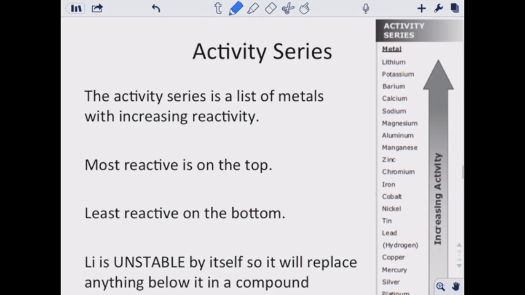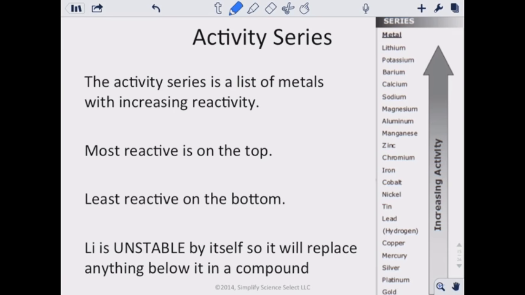Now, jumping into the activity series. The activity series is a list of metals, and this is a key here, it's metals with increasing reactivity. The most reactive is on the top, so the most reactive metal is going to be lithium, and the least reactive is on the bottom. So the least reactive thing we have here is gold, and that is going to be our activity series.